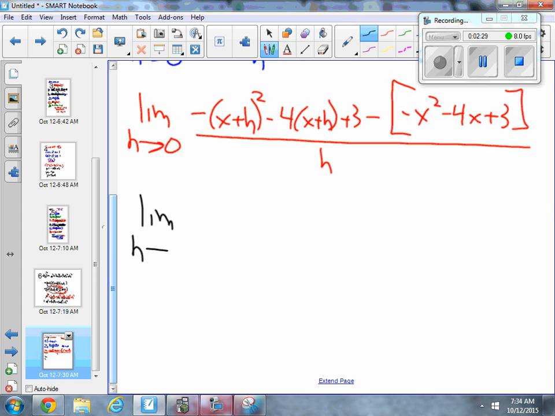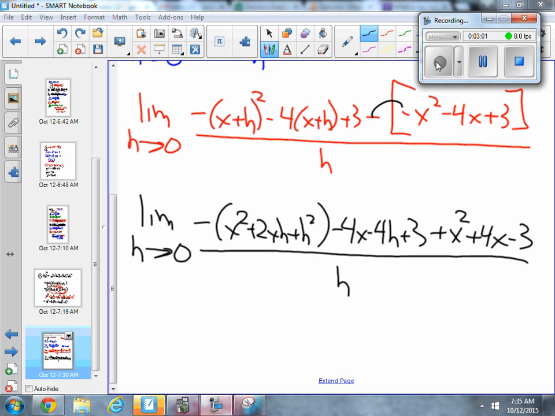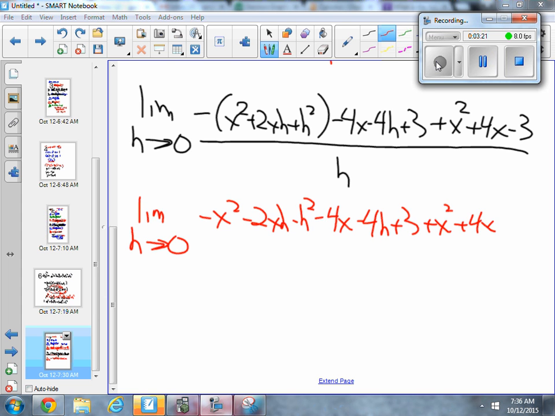Limit as h approaches 0 of negative x squared minus 2xh minus h squared minus 4x minus 4h plus 3, plus x squared plus 4x minus 3, all over h. All I did was distribute this negative sign into there so I could look at it more clearly.